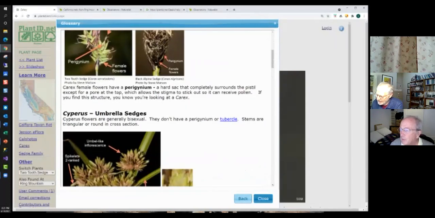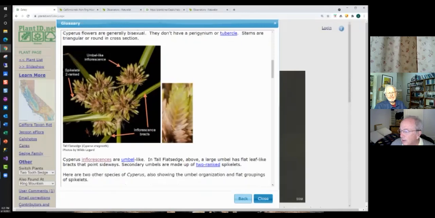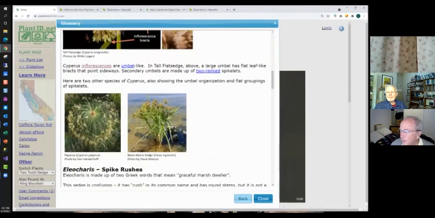Then we have the Cyperus umbrella sedges, which have this double umbel structure. And I think a lot of you may be familiar with what the tall flat sedge looks like. Here's some more pictures.